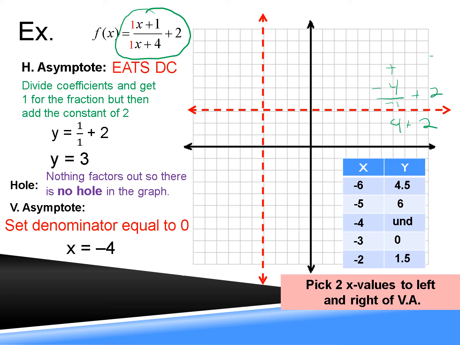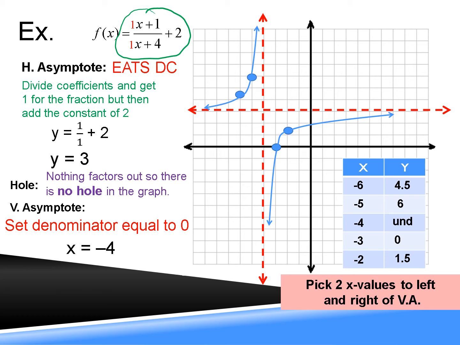Okay, so now that we've got our asymptotes, we've checked for any holes in the graph, and we've got our table of values, we are ready to plot these points. So I'm going to plot (-6, 4.5), (-5, 6), (-3, 0), and (-2, 1.5). Now, all we have to do is connect the dots and hug those asymptotes. And that's your graph of the rational function.